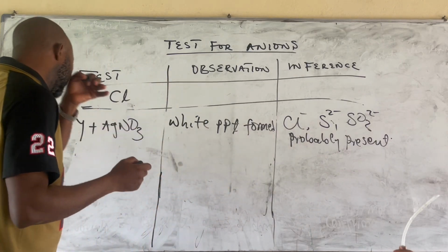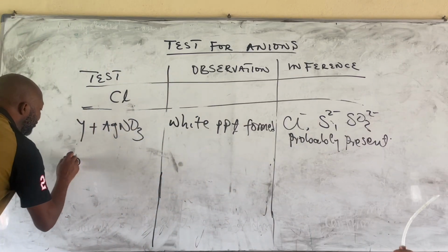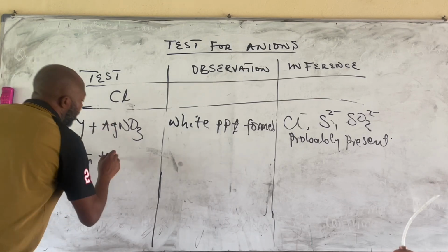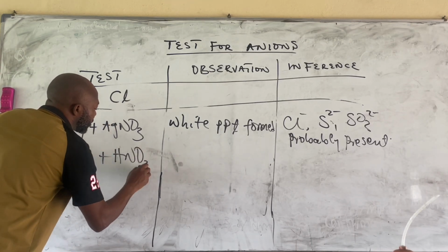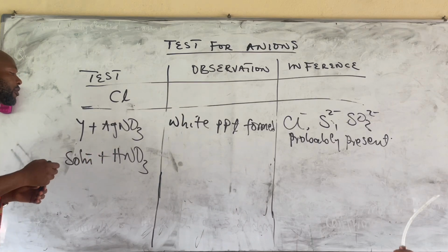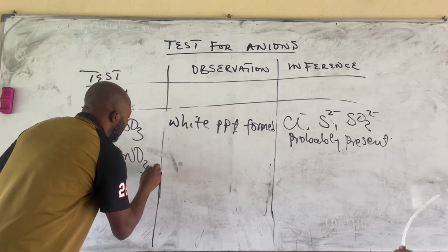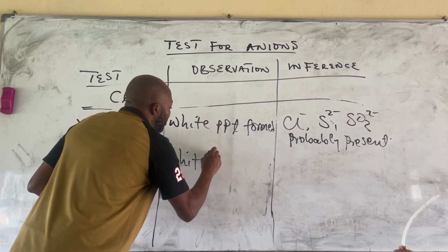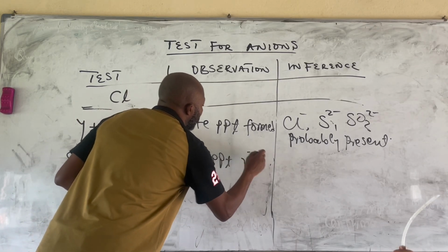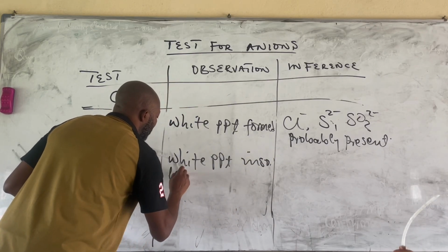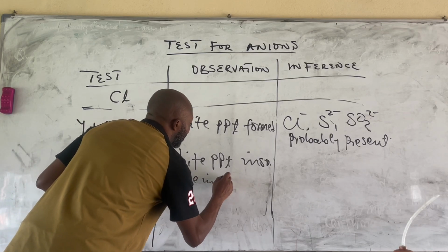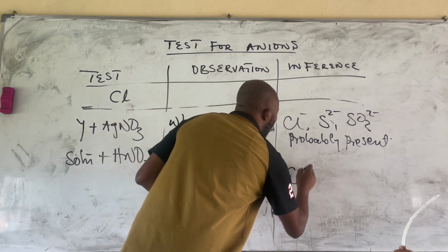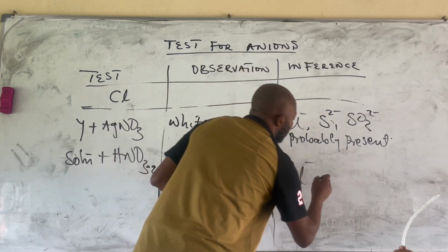Now, this white precipitate, solution above, plus HNO3, aqueous trioxonitrate(V) acid. The white PPT is insoluble in aqueous HNO3. I'll say chlorine ion confirmed.